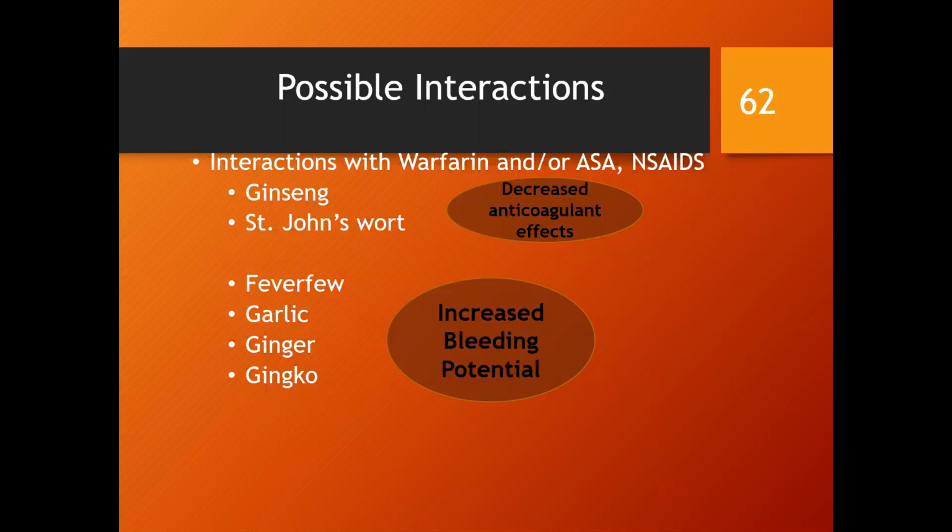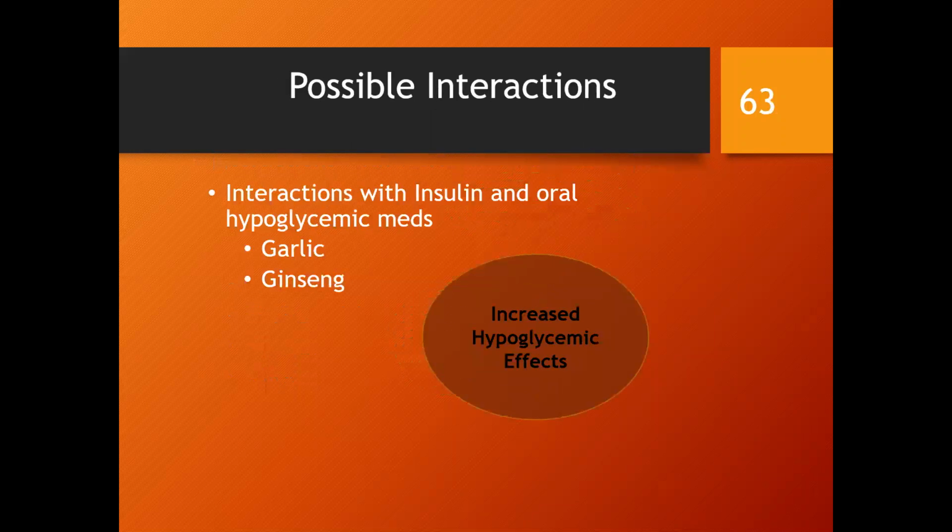Interactions with warfarin, Coumadin, ASA or aspirin, or NSAIDs such as ibuprofen. Ginseng and St. John's wort have a decreased anticoagulant effect. So basically it makes it worse. Feverfew, garlic, ginger, and ginkgo increase bleeding potential, so it takes longer to clot. So one does one way, one does the other way. With St. John's wort and ginseng, you'll basically clot more. You'll have more clots.